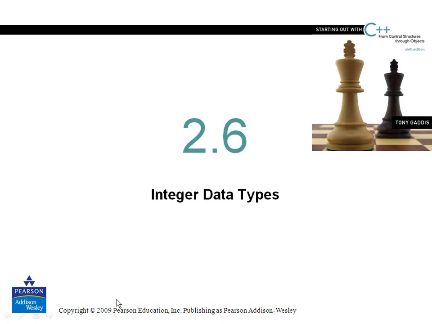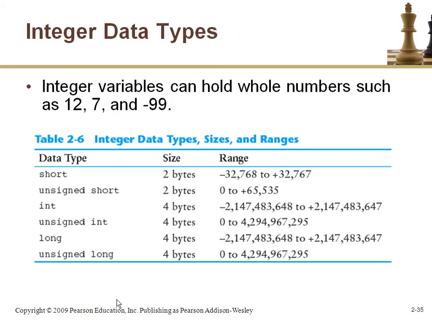Section 2.6, let's look at data types: integer, or the whole numbers. An integer variable can hold whole numbers such as 12, 7, minus 99. When you are counting the students in the classroom, you say, I have 20 students in a class. This would be using a type of integer value to work with. Let's look at the integer data types and their sizes.